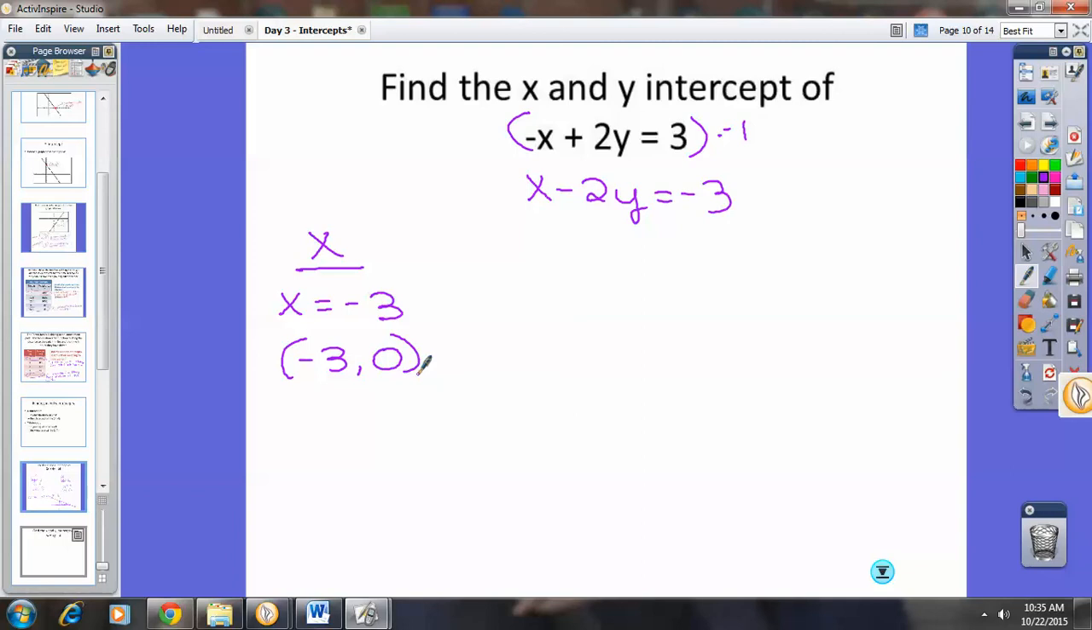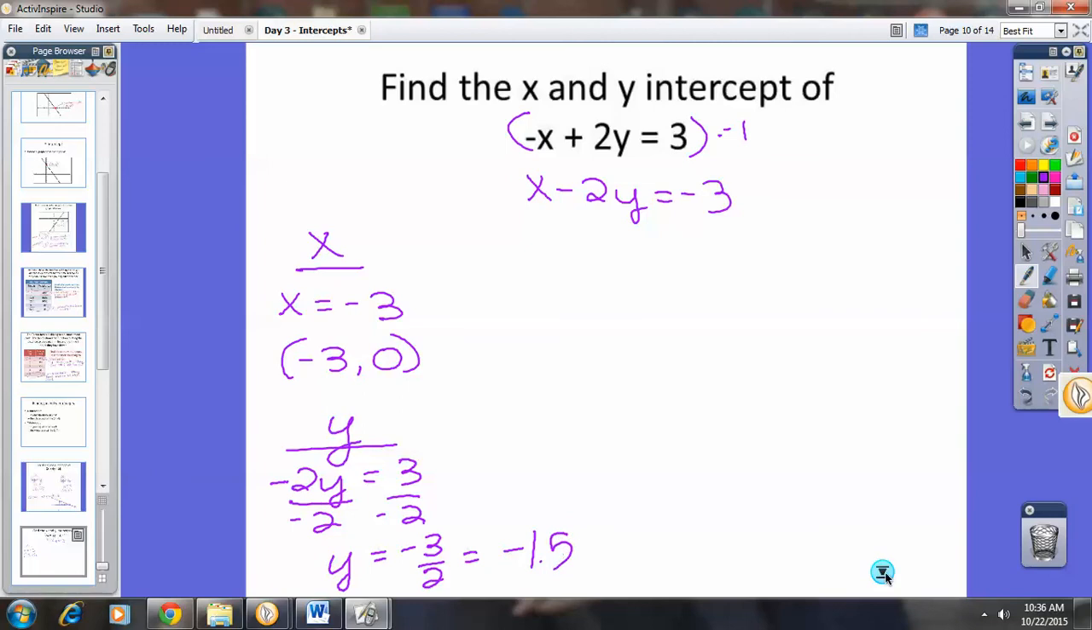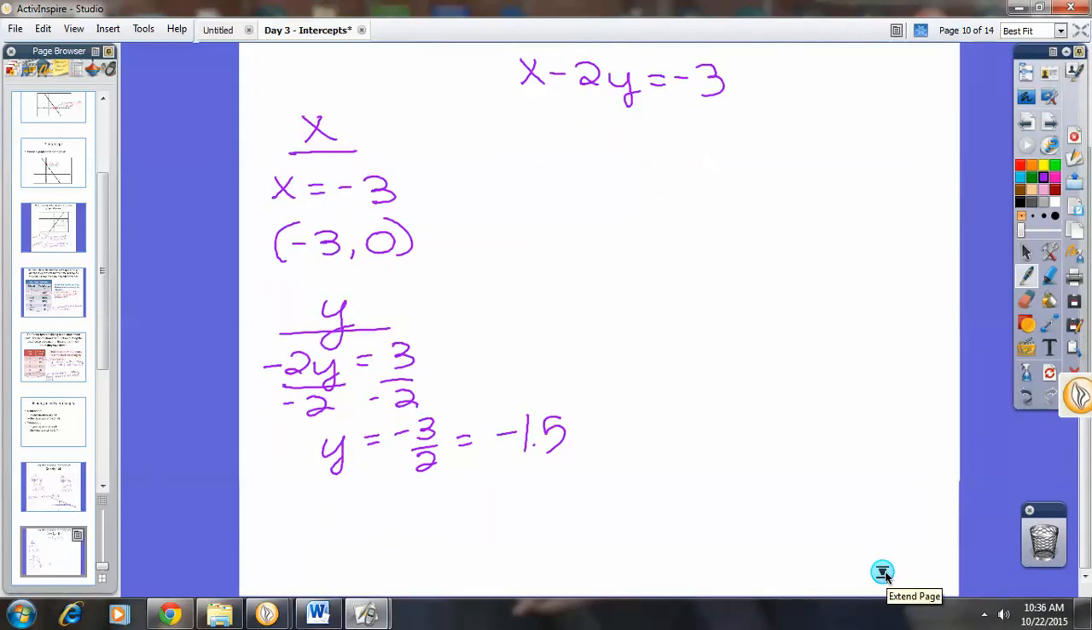For the y-intercept, cover up your x and solve that equation. I have negative 2y equals 3. Divide both sides by negative 2. If you want to change this to a decimal, 3 divided by negative 2, it may make it easier to graph. That would be negative 1.5. I'm okay with using a decimal as long as it's terminating. If it's repeating, I want it as a fraction. So if my y-intercept is negative 3 over 2 or negative 1.5, that would be (0, -3/2), or (0, -1.5).